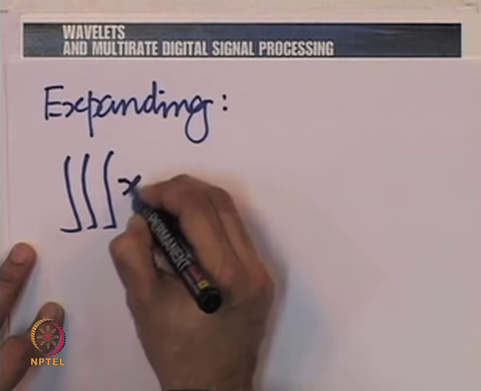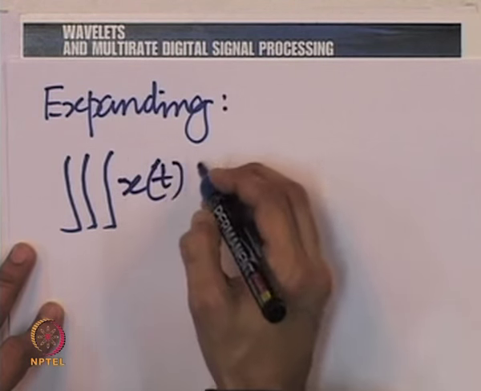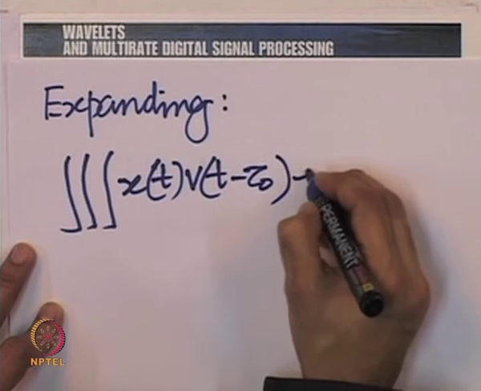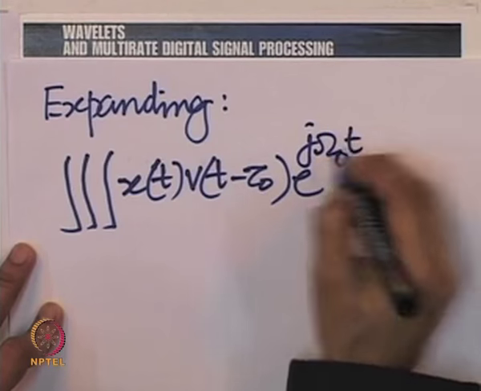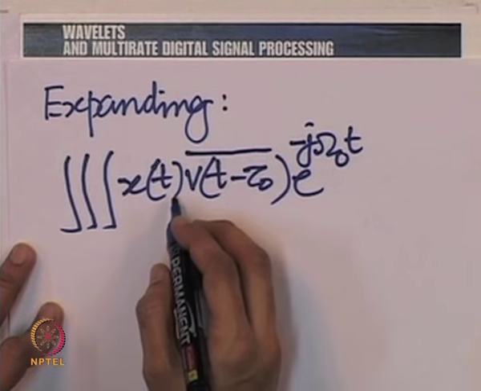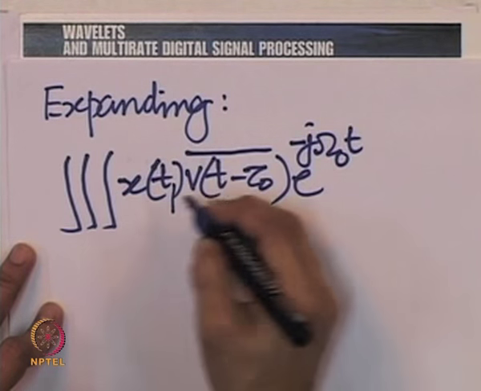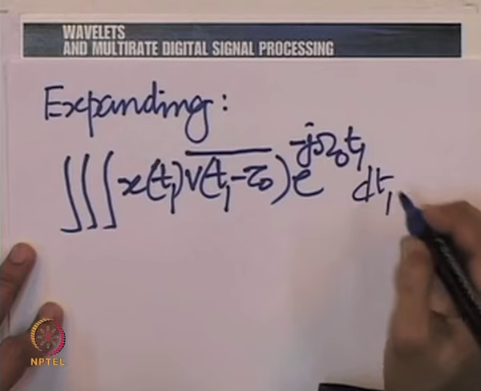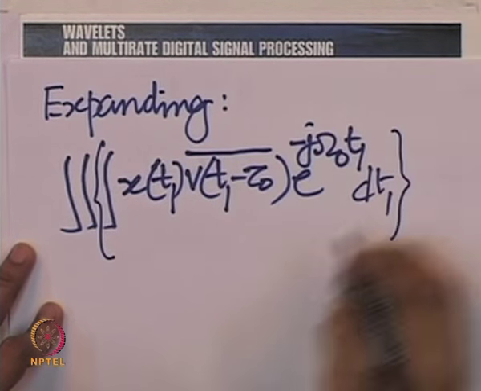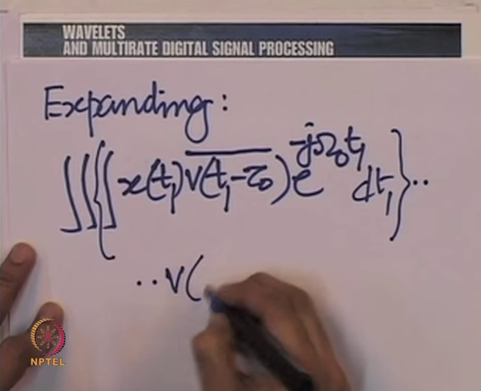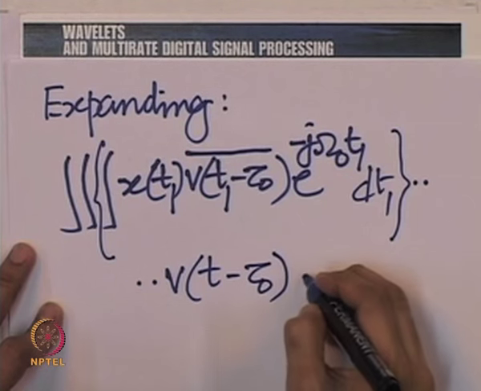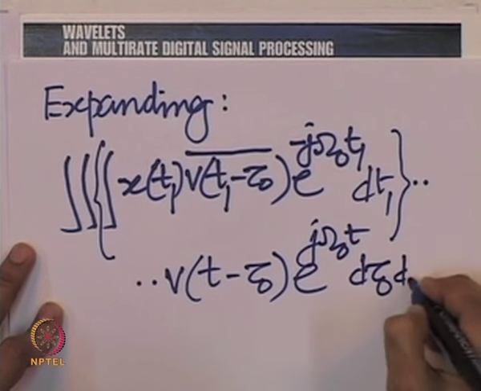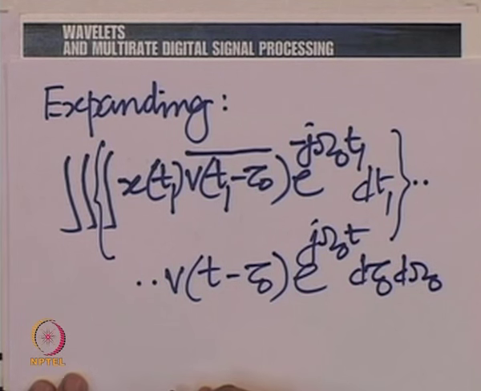So, the innermost integral is essentially to calculate the STFT. And keeping in mind that we have a t outside, we should give a different name to this variable of integration here. So, this is first an integral with respect to t1, and then this whole thing is multiplied by v(t minus t0) e raised to the power j omega naught t d tau naught d omega naught. This is the kind of integral that we need to construct.